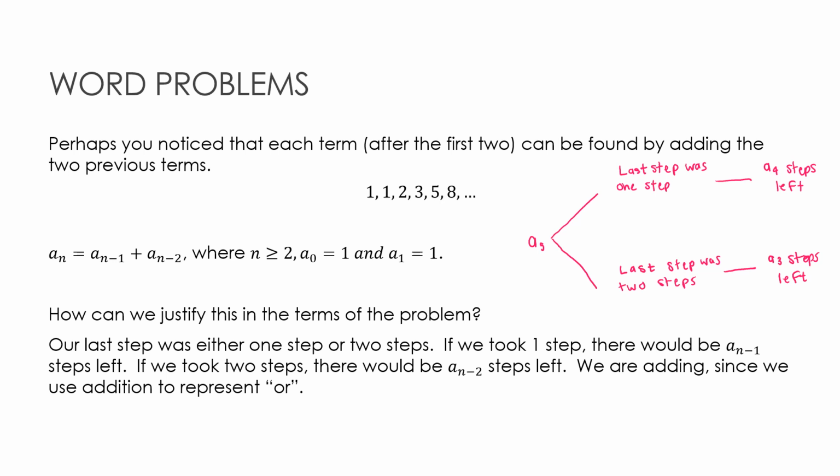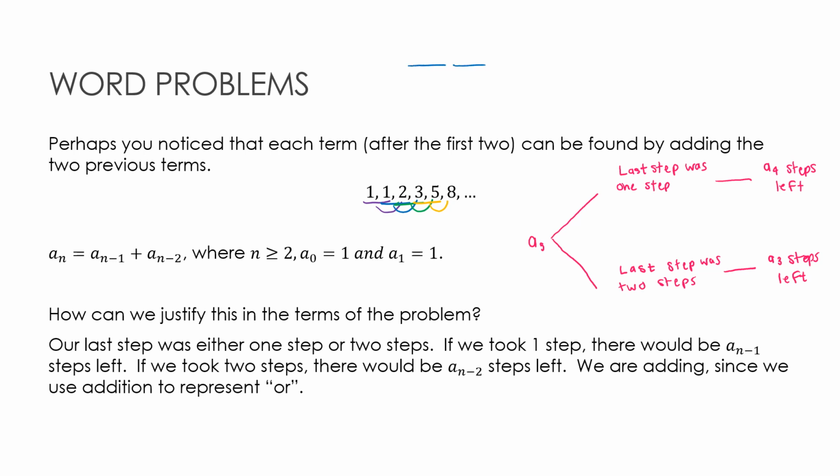As you may have noticed, essentially what I'm doing to find 2 is to take 1 plus 1 to get 2. To find 3, I'm taking 1 plus 2. To find 5, I'm taking 2 plus 3. To find 8, I'm taking 3 plus 5. So really all I'm doing is using a recursive algorithm to add the 2 previous terms. My question is, does this make sense in terms of the actual problem? And hopefully we can see that it does.